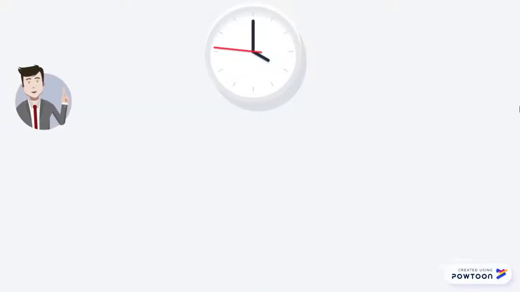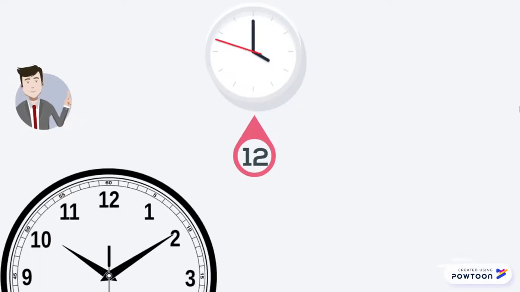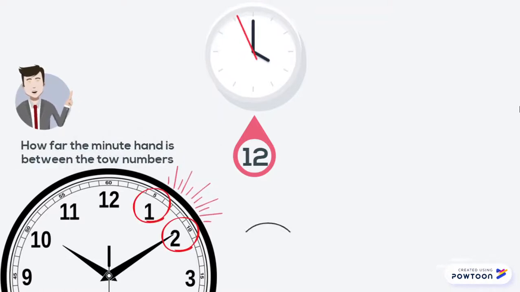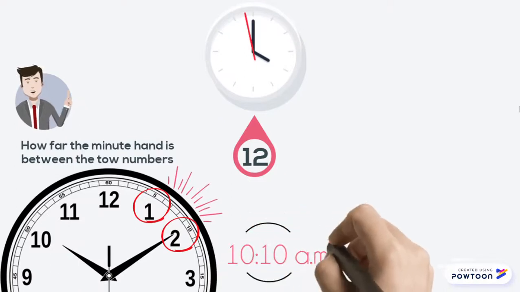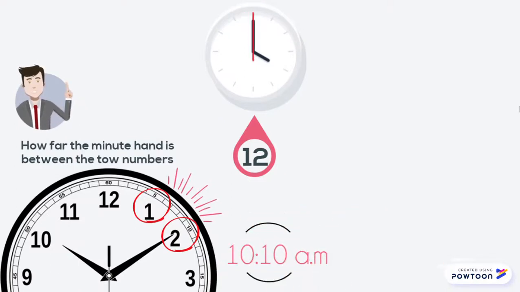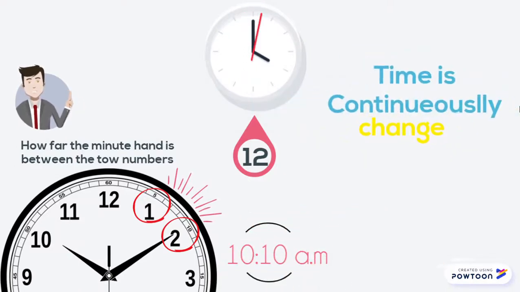As we know, there are only 12 numbers in the analog clock, and we can always tell how many minutes have passed by just looking at how far the minute hand is between two numbers. As the clock hand sweeps across its face, the time is continuously changing.